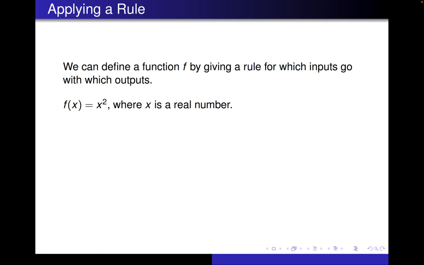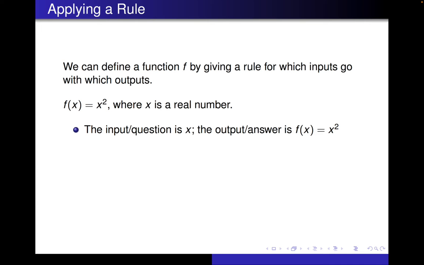To unravel what that means in terms of our models, the input or question, depending on what model you're looking at, is x. x is the input to the function, x is the question that you're asking the function. And then the answer or output to that input question is f of x, which is x squared. So x is the input, f of x is the output. x is the question, f of x is the answer. For instance, if your input is 3, then 3 is the x here, so 3 squared gives us 9, so f of 3 is equal to 9. That's the output.